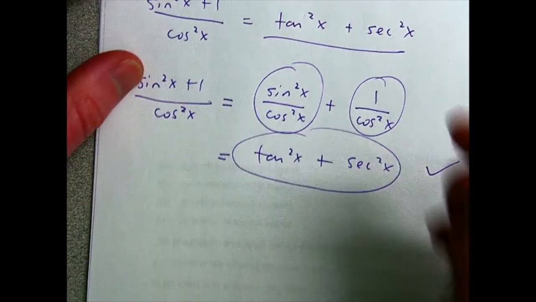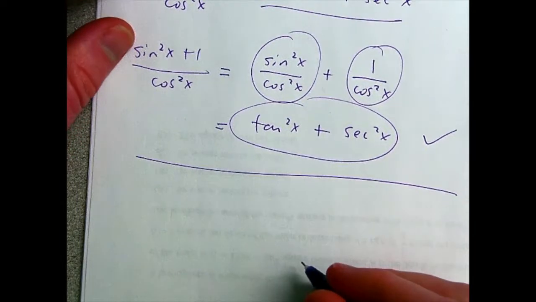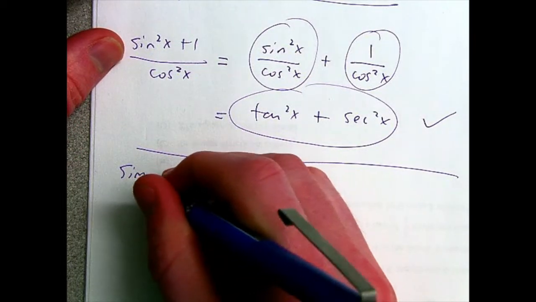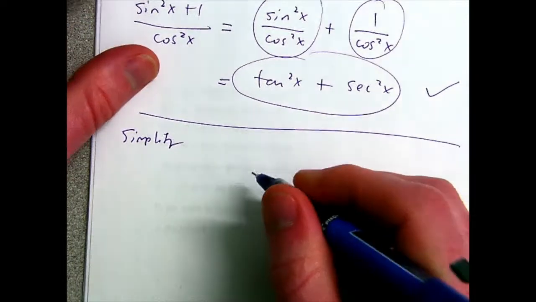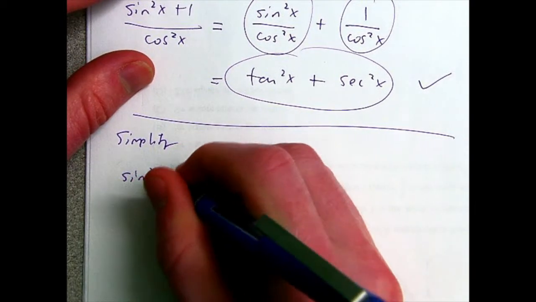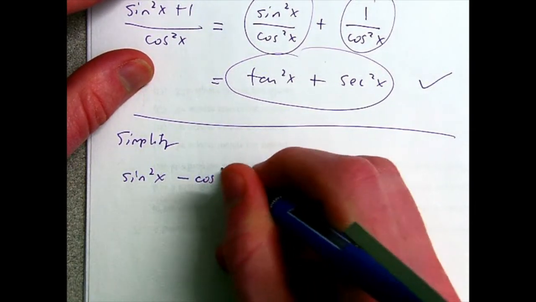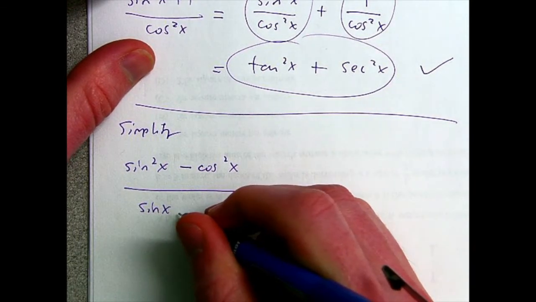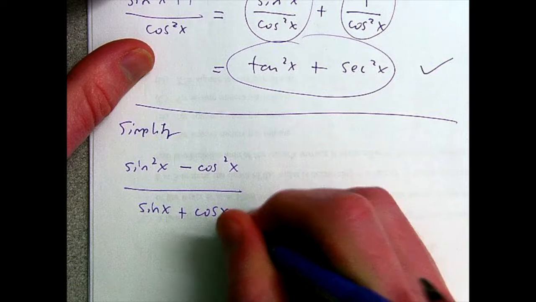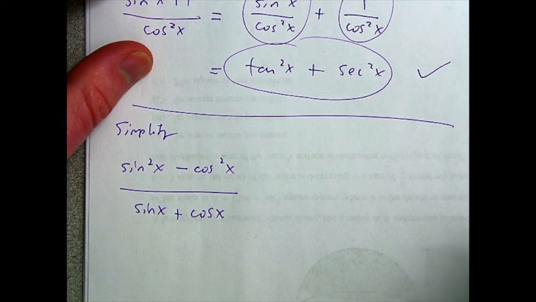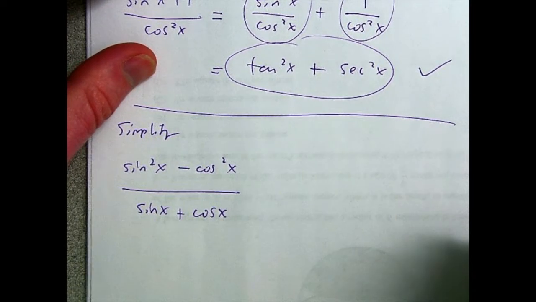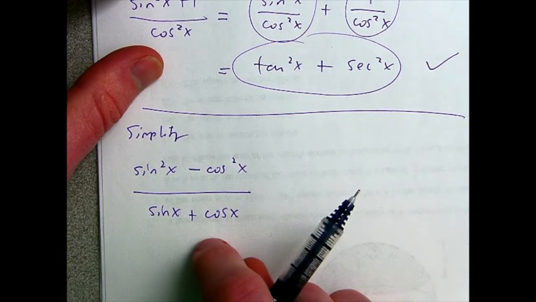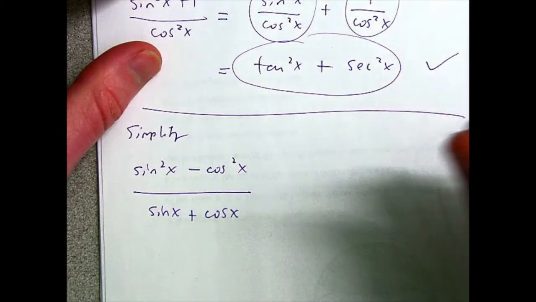So that's that problem. Let's do another one. How about, well, let's do another simplify problem. Okay, so let's try and simplify something like this, maybe sine squared x minus cosine squared x over sine x plus cosine x. I don't really see a lot that you can do. Splitting the fraction is not really possible. I mean, I guess we could, but I don't really see what good that would do.